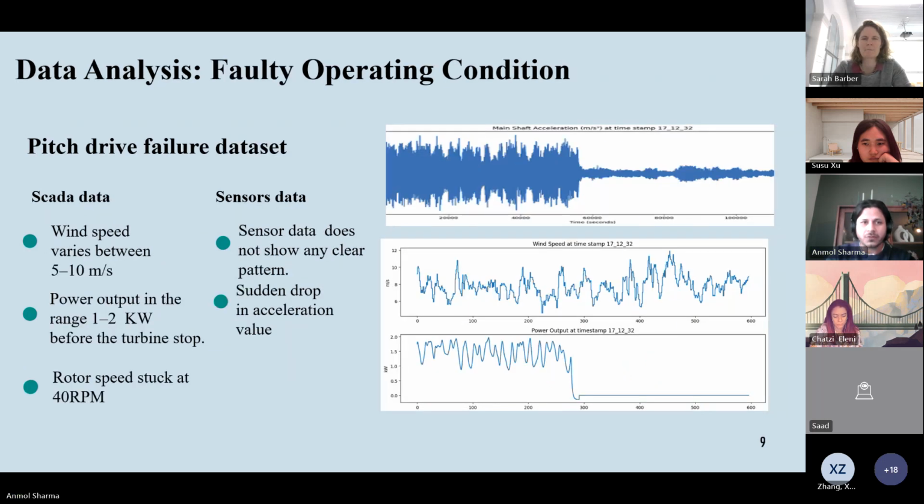At the time of failure, it was observed that the wind speed was a bit higher, 5 to 10 meters per second, while the power output was 1 to 2 kilowatts, which is abnormal, because normally with higher wind speed the power output should be higher, and the rotor speed was stuck at 40 RPM. By observing the sensor data, I also observed that there is no recurring pattern, and there is a sudden drop in the acceleration sensor at the time of failure, which suggests there is some component failure in the turbine.